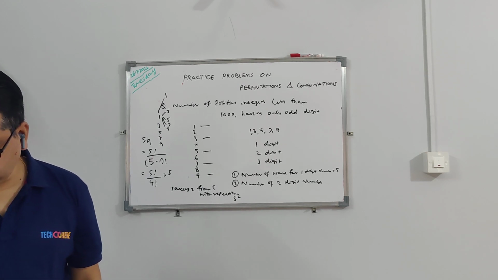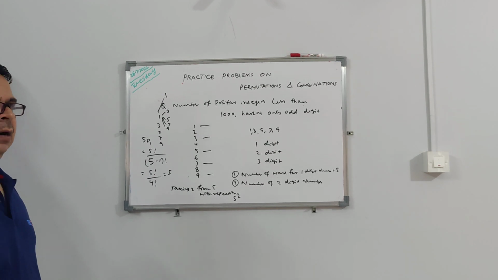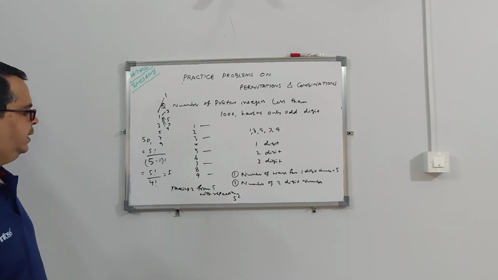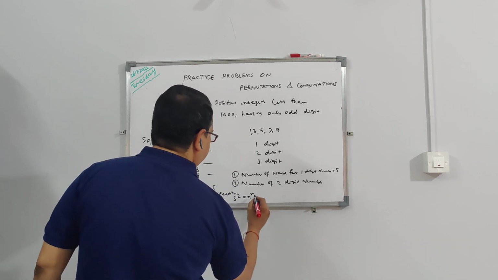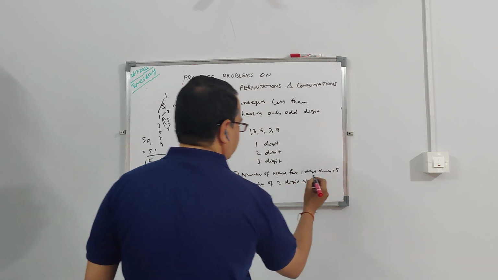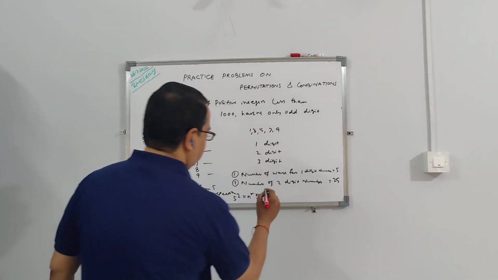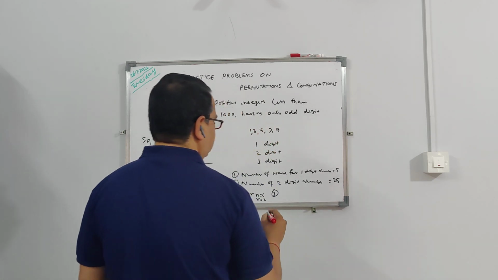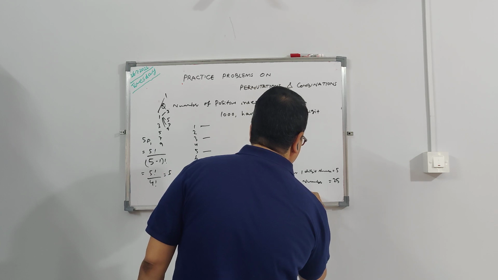So when you are allowing repetition, it will be n to the power r. Here n is equal to 5, r is equal to 2, so that's why it is 25. Then the number of 3-digit numbers.